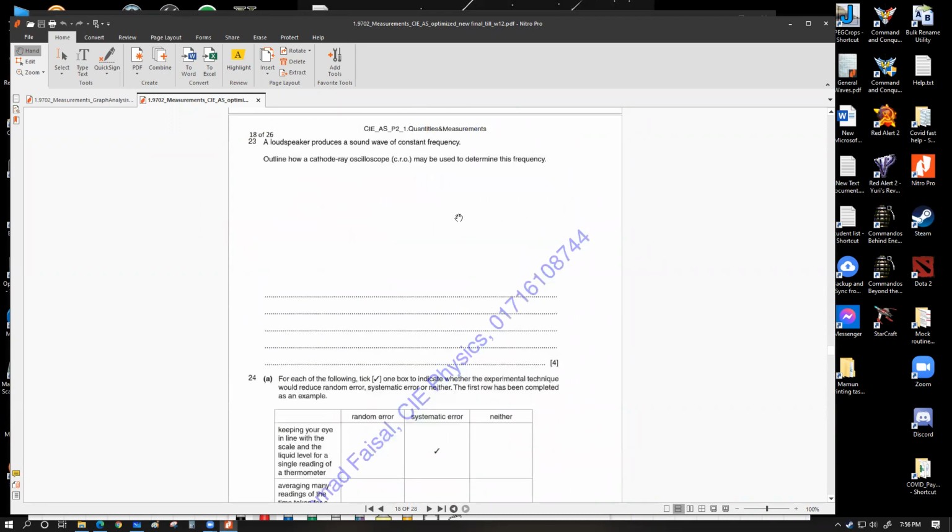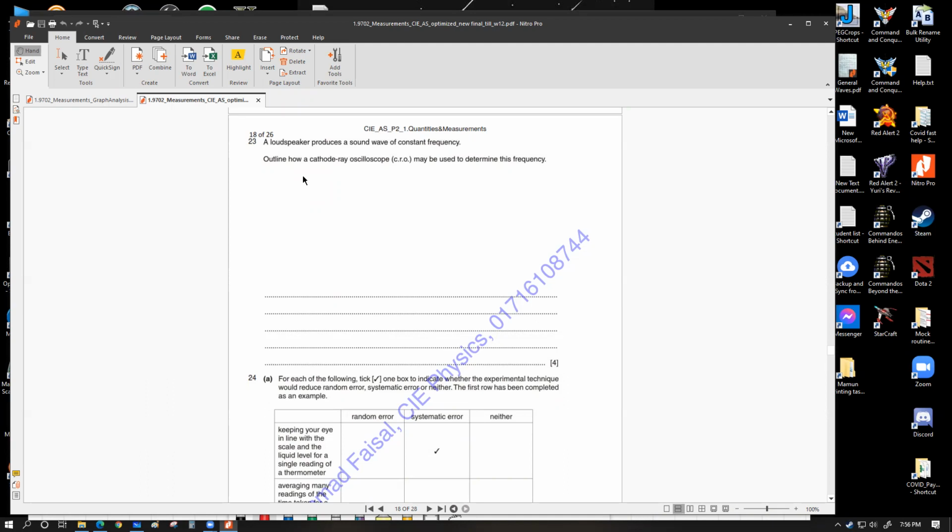Okay. This is the question. A loudspeaker produces a sound wave of constant frequency. Outline how the cathode ray oscilloscope, CRO, may be used to determine this frequency. So a couple of things that we have to draw over here. First of all, we need to show a loudspeaker that is capable of producing some sound. We can choose to draw a loudspeaker and only say that it is producing sound, but a good way would be to draw a loudspeaker and connect it with a fixed AC source.